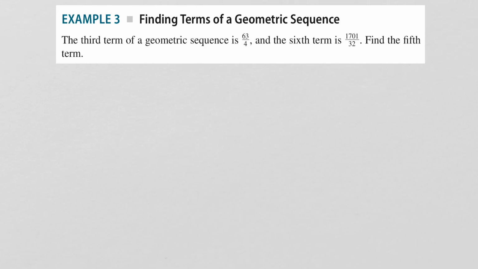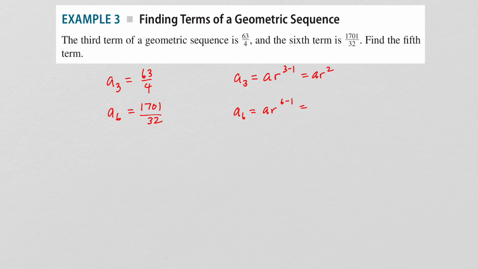So here we have the third term of a geometric sequence is 63 divided by 4, and the 6th term is 1,701 divided by 32. Find the 5th term. Okay, so let's write down what we know. We know the third term, a3, is 63 divided by 4, and we know the 6th term, a6, is 1,701 divided by 32. But we also know that a3 is equal to a times r to the 3 minus 1, which is ar squared. And we know a6 is equal to ar to the 6 minus 1, which is ar to the 5th.